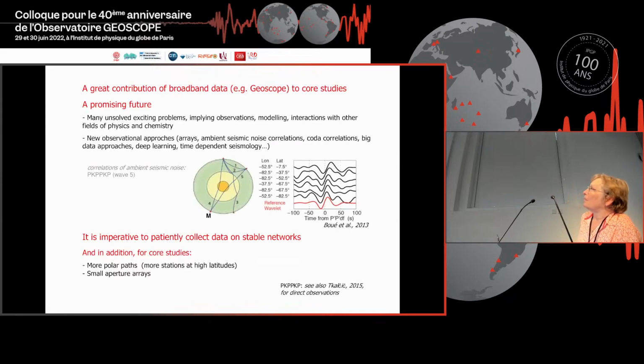Okay, to conclude, first, it's clear that there has been a great contribution of broadband data to the knowledge of the core, in particular Geoscope, with very interesting location of stations. For core studies, there is still a promising future, because as I told you, there are many unsolved problems, in particular concerning the texture, concerning the anisotropy, and there is also a lot of work to do for the modeling, in particular this problem of hemisphericity.